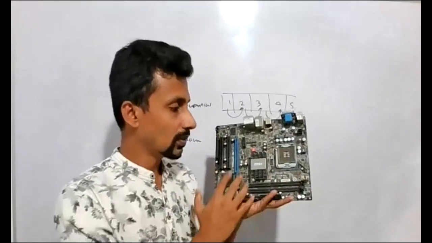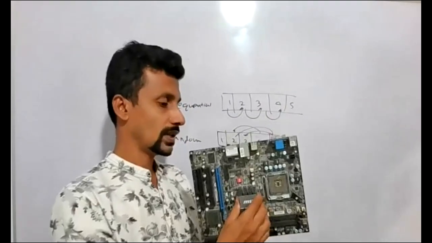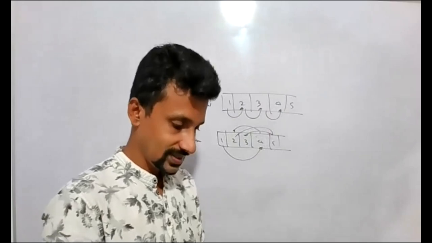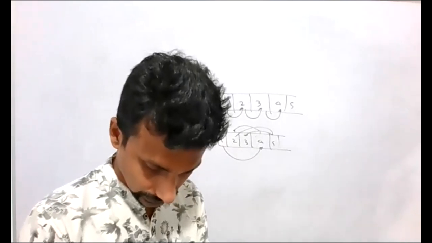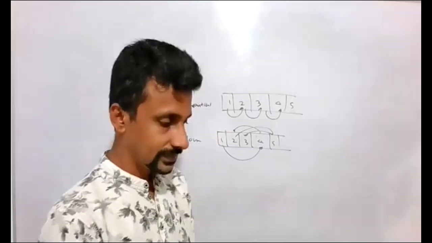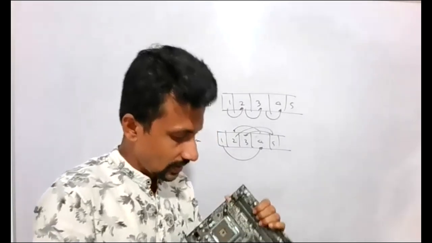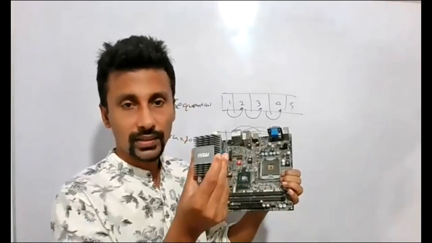So these are very important, north bridge and south bridge, right? I will try to remove this one, give me a second. Okay. So I remove this one. This is the heat sink.